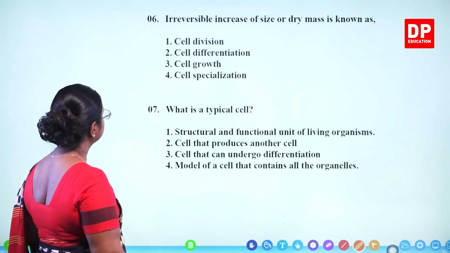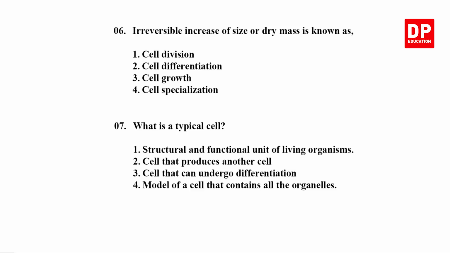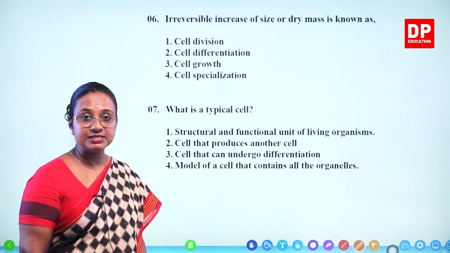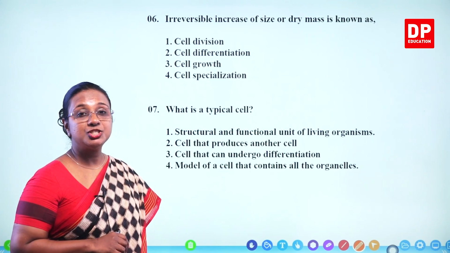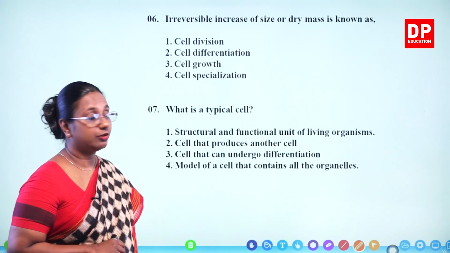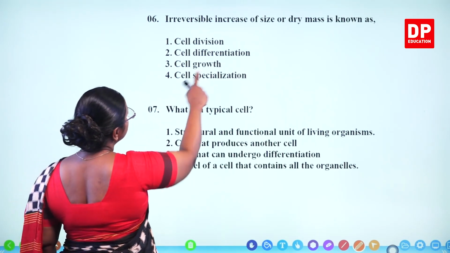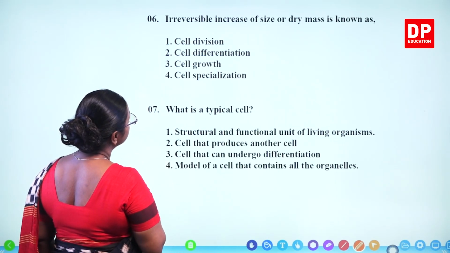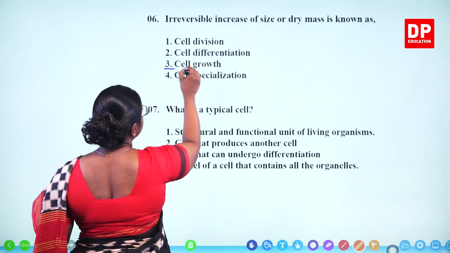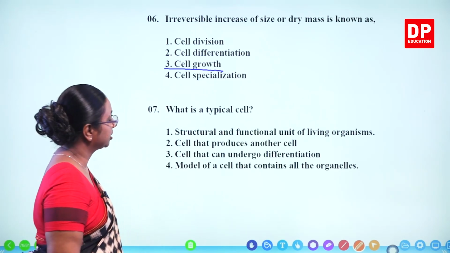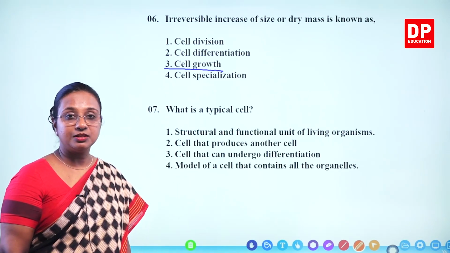The next question, irreversible increase of size or dry mass is known as, this is the definition for cell growth. Cell division, cell differentiation, cell growth, cell specialization. The answer is cell growth.